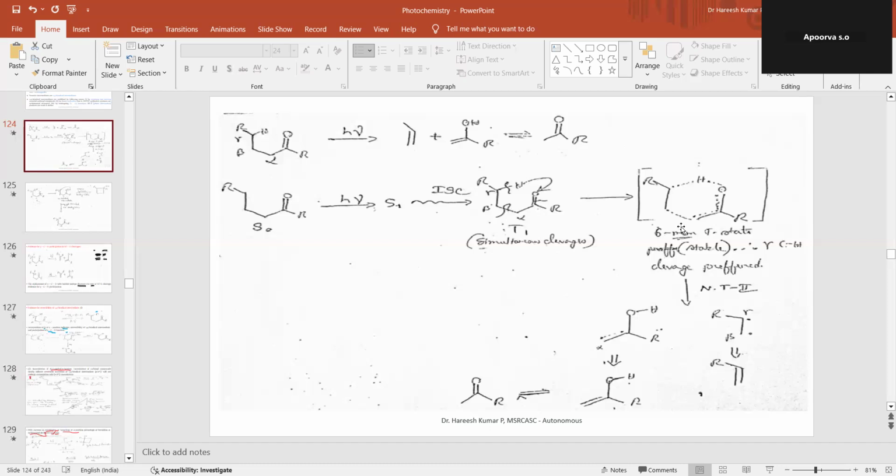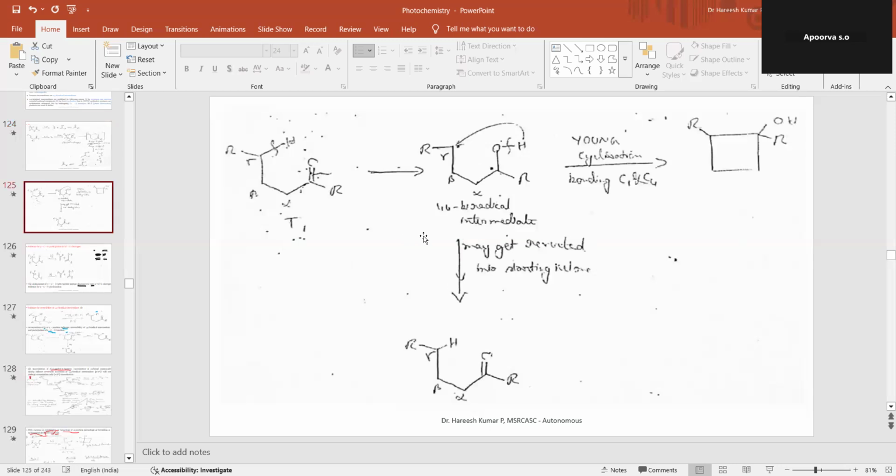So that's the reason it's a concerted reaction, and it is a Norrish type II reaction. The obtained products are enol and alkene. I will go to the next slide. In the next slide, I am taking one more example. This is also a Norrish type II rearrangement.